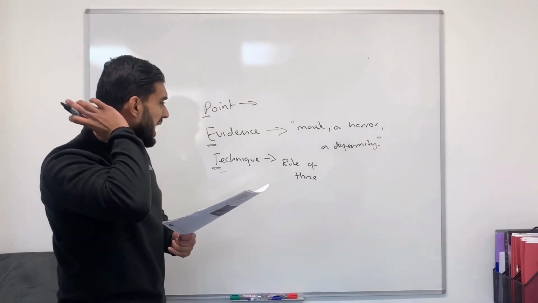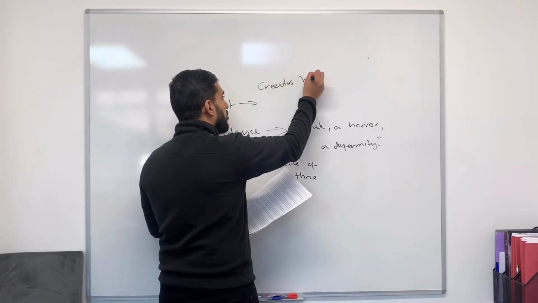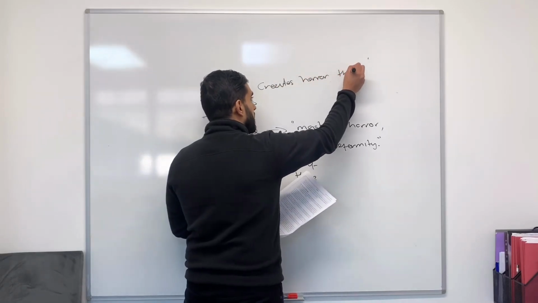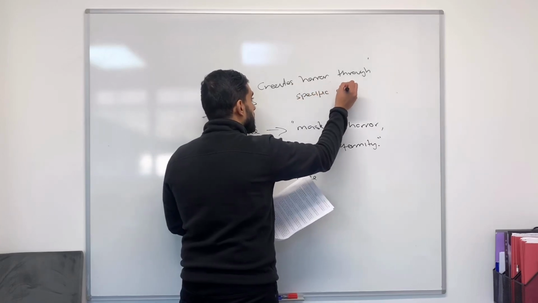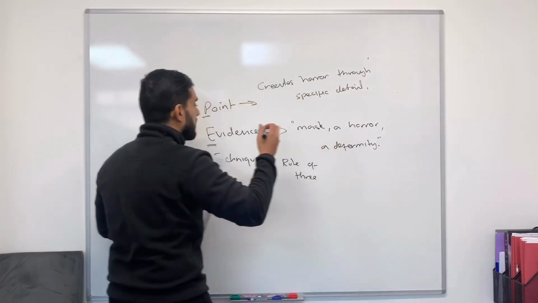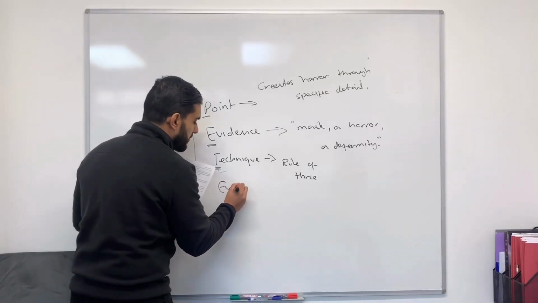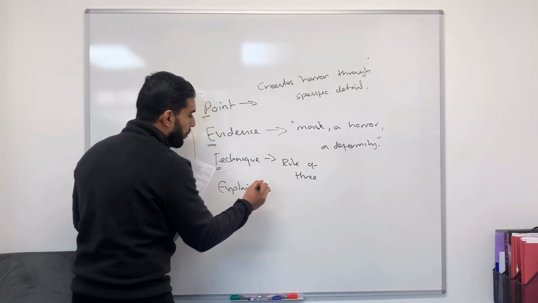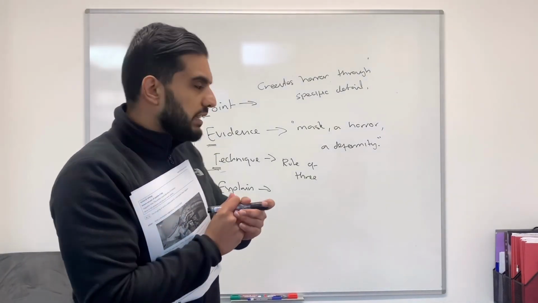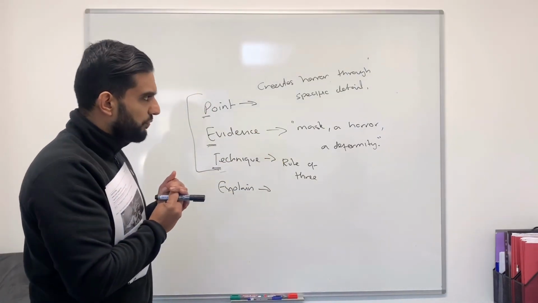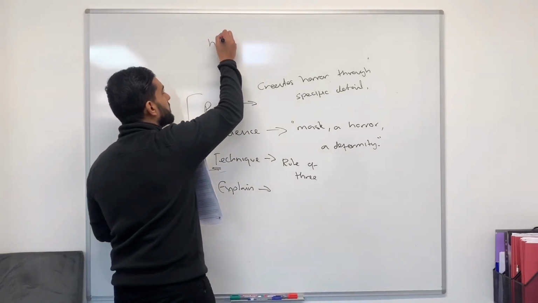What's our point? Our point is that the writer creates horror through specific detail. All right, guys, that's the easy part of the paragraph done. Now, when it comes to the explanation, I will do that when I do the exemplar paragraph on the board. All right, guys, that's one paragraph planned for you all. This paragraph, guys, is talking about horror.